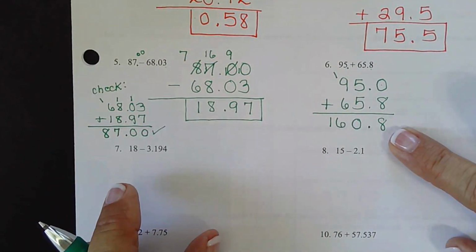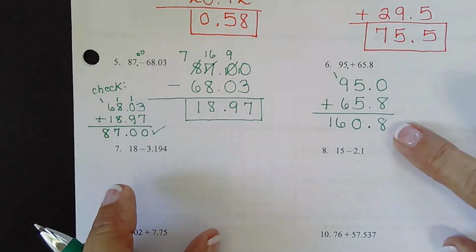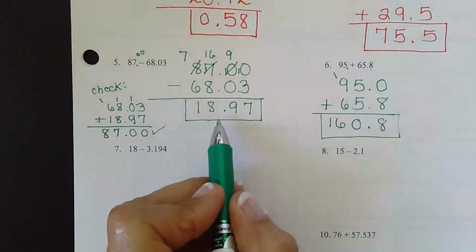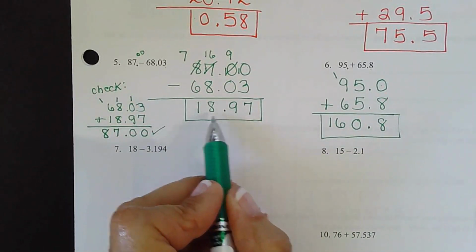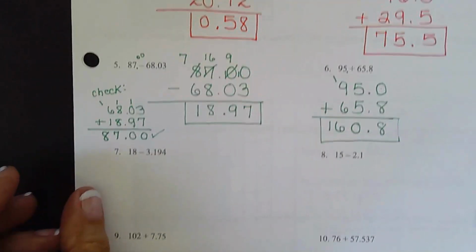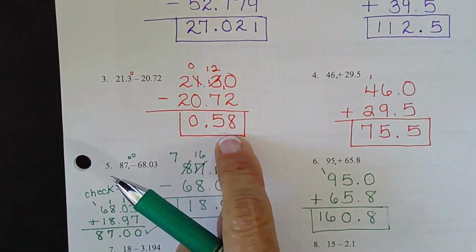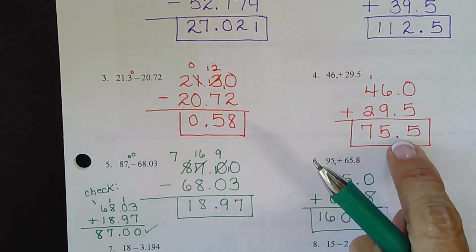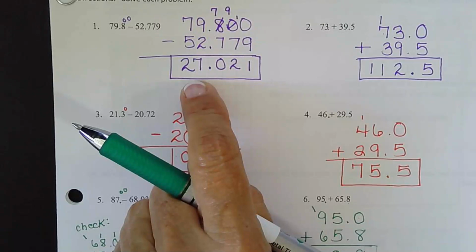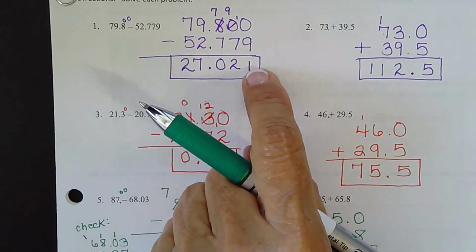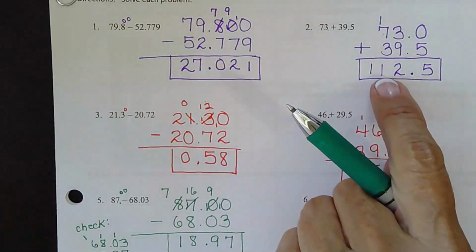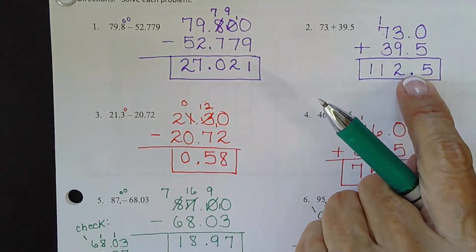160 and 8 tenths. Just like the one previous to it would be read as 18 and 97 hundredths, 58 hundredths, 75 and 5 tenths, 27 and 21, there's 3 decimal places, so thousandths, 112 and 5 tenths.